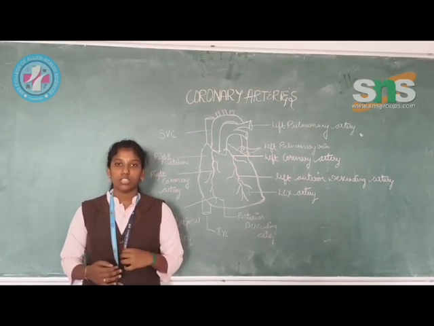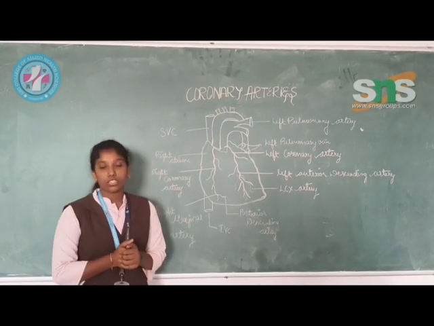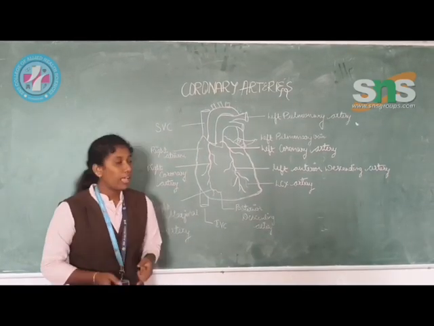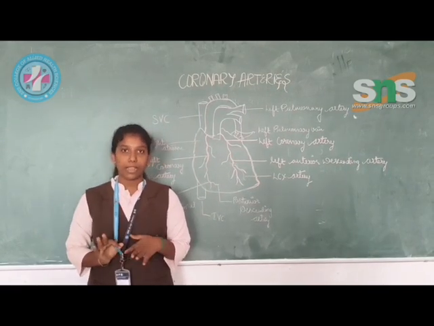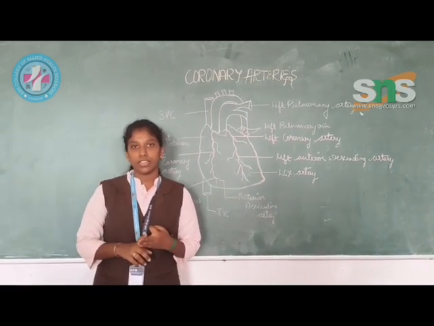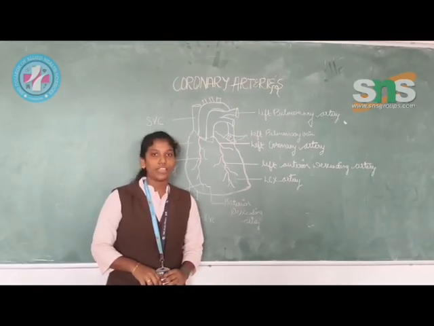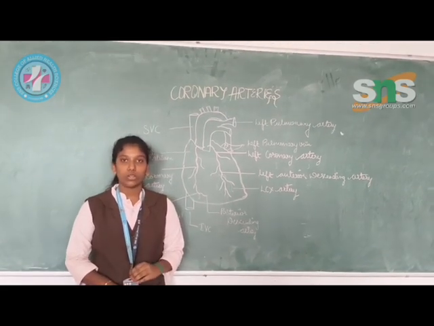It supplies the right side of the heart, and it makes a cone-like projection under the pulmonary trunk called the annulus of Reasons. And next, atrial branches. Atrial branches are divided into 3 branches: anterior, posterior, and lateral. These parts supply the right atrium. One of the anterior atrial branches supplies the SA node, called the SA nodal artery.